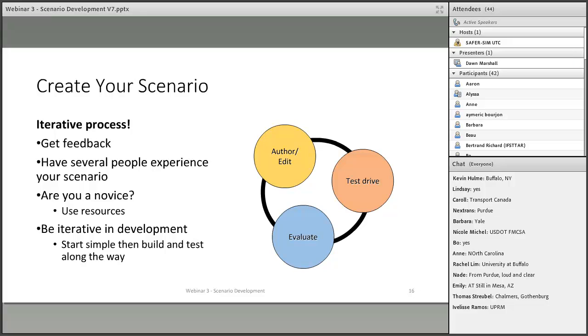If you're new to scenario development, use resources. Talk to other researchers in your lab or other researchers you know. If it's possible, look at someone else's scenarios or code. They may have solved problems that you don't need to solve yourself. They've already figured out how to get this piece to do that action on this timing, and so you can look at their code. Even if it's not exactly the same, you can start to understand their approaches to things. And once again, be iterative in your development. Start simple, and build and test along the way.